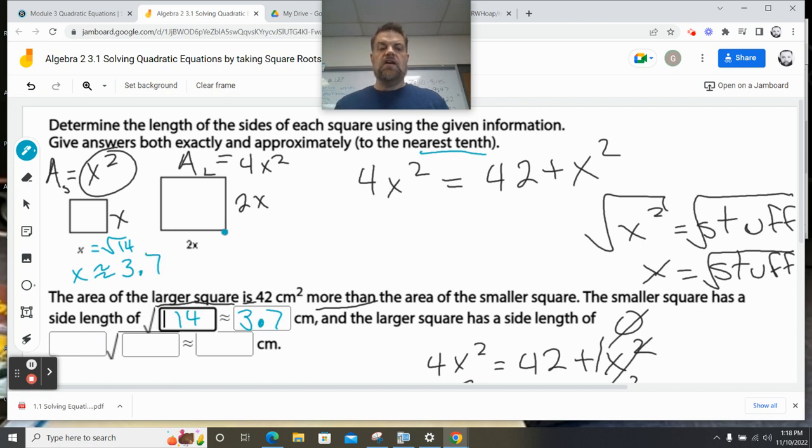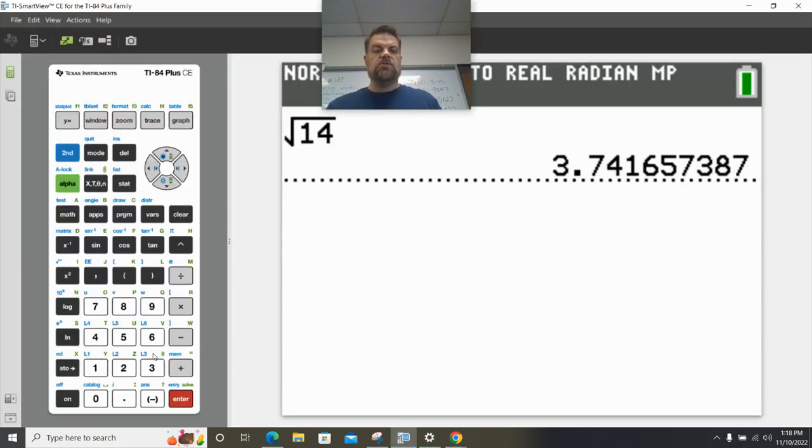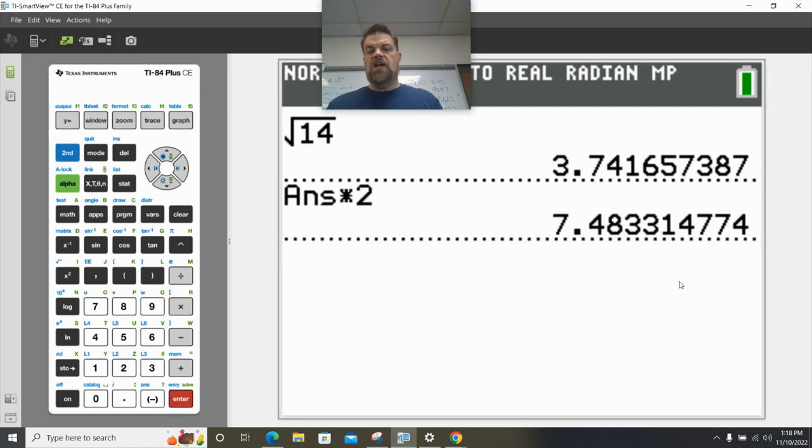Now over here, this is 2 times x, so it'd be 2 times the square root of 14. So I'm going to put 2 times the square root of 14. And then I just go back on my calculator, and whatever my answer is, I'm going to multiply by 2 and see if that makes a big difference. I get 7.48. What's that round to? 7.5, right? Because the 4 is where I'm rounding to. 8 means round up, so it's 7.5.